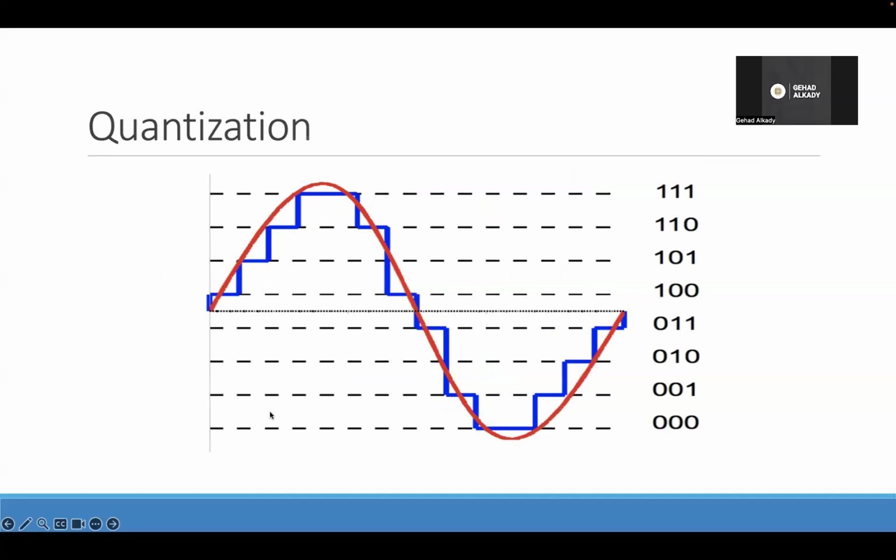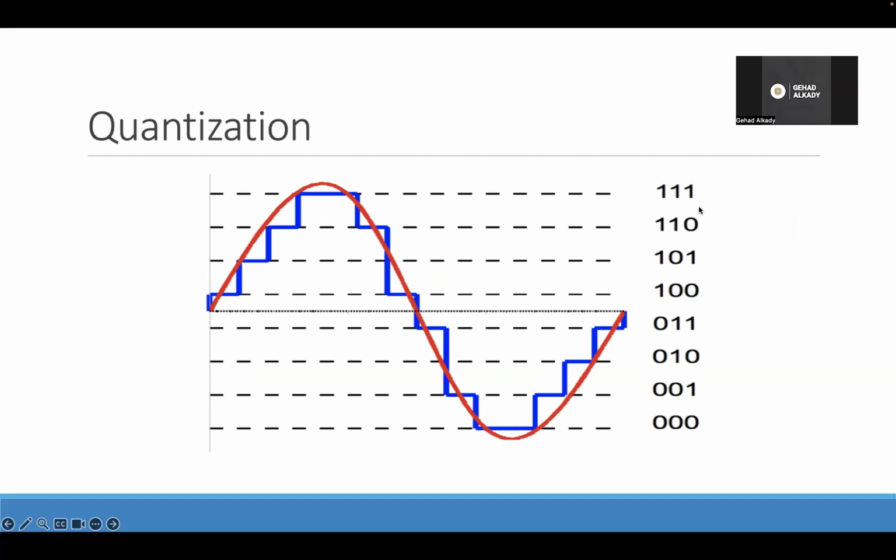For example, if we see that this voltage value is equivalent to 0, 0, 0. This value of voltage is mapped to 0, 1, 1, and so on until here. This is the maximum value of the signal, which is mapped to 1, 1, 1. So the lowest value of the voltage is mapped to 0, 0, 0, and the greatest or maximum value is mapped to 1, 1, 1.